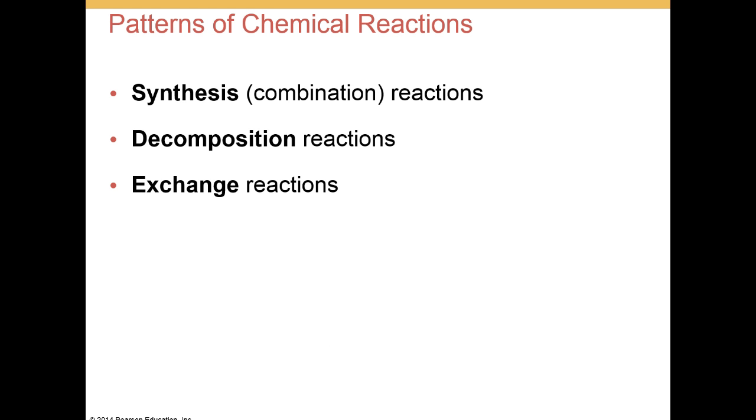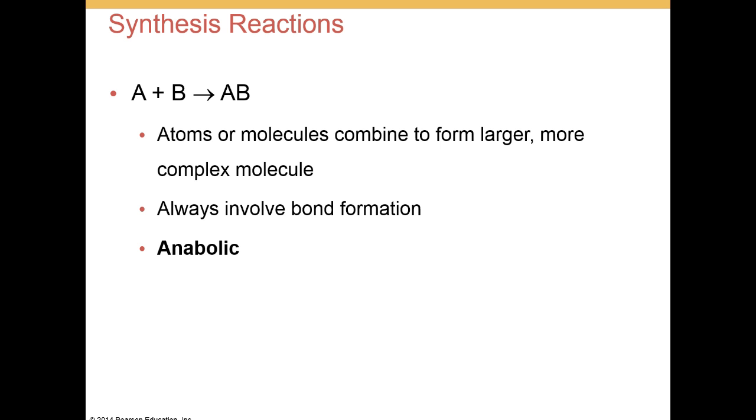We're going to look at some major groups of chemical reactions. Synthesis reactions, where we bring things together, decomposition reactions, where we break them apart, and some exchange reactions, where we exchange one part for another. So a simple synthesis reaction, A plus B becomes AB, bonded together. So atoms or molecules combining together, forming these larger, more complex molecules. So you always are forming a chemical bond. This is also known as an anabolic reaction. We've already used that term. It means to build bigger.